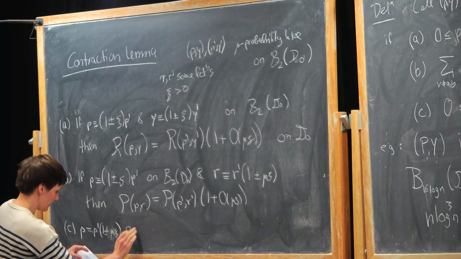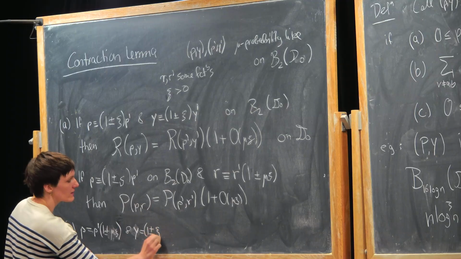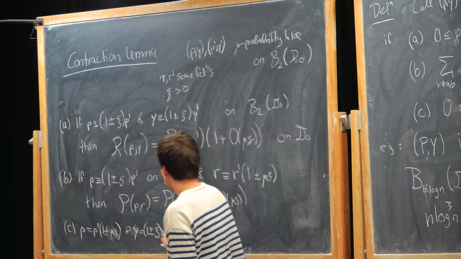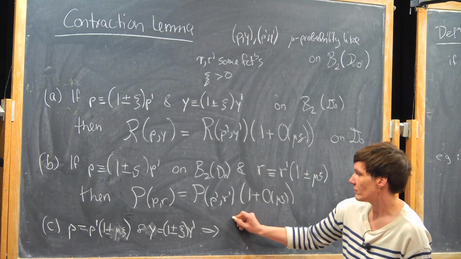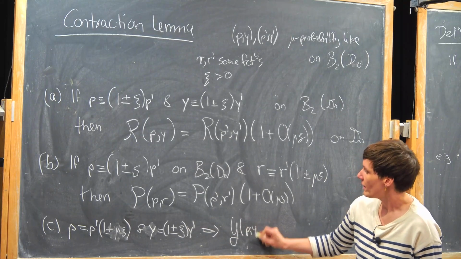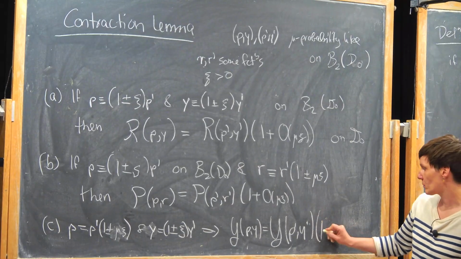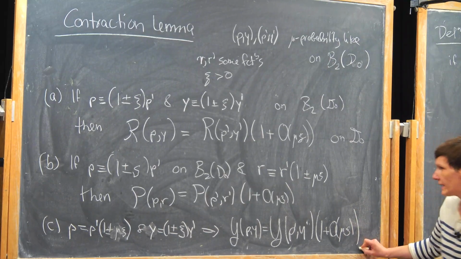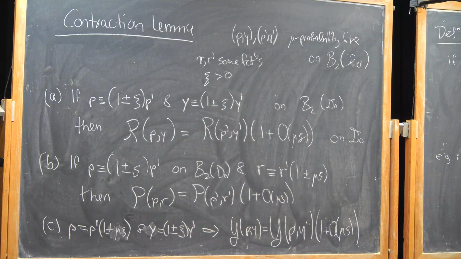And Y is equal to 1 plus minus psi times Y prime. Then if you apply the operator, you get a factor of mu here as well for the approximation. So you get that Y of P, Y is equal to Y of P prime, Y prime times 1 plus big O of mu times psi. Okay, let me show you this one just so that it's not just symbols flowing over your head. But it's not too hard to see this from there.